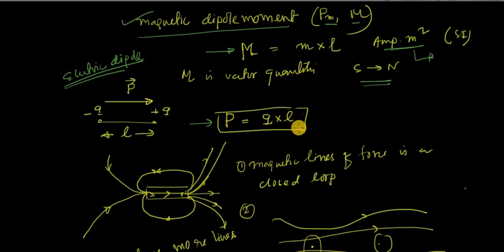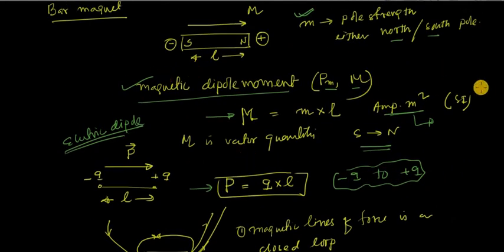So this is an electric dipole, and the electric dipole moment is a vector quantity, and it is always directed from -Q to +Q. These are the similarities between a magnetic dipole and an electric dipole. From that discussion we can conclude that the south pole is equivalent to an electric negative charge, and the north pole is equivalent to an electric positive charge.